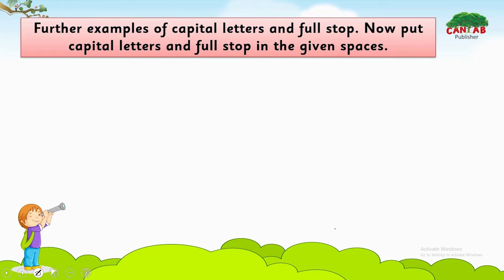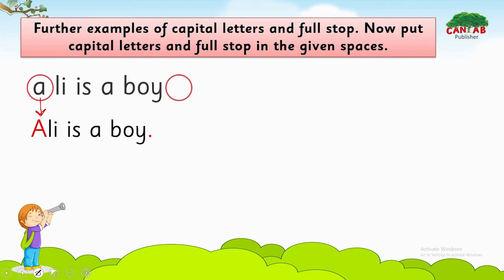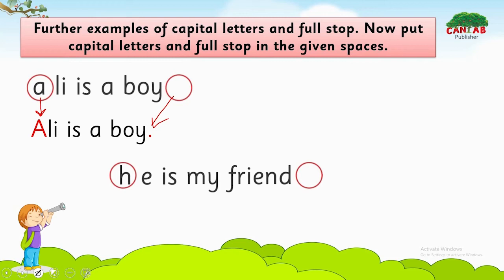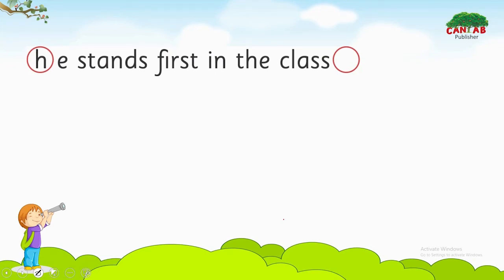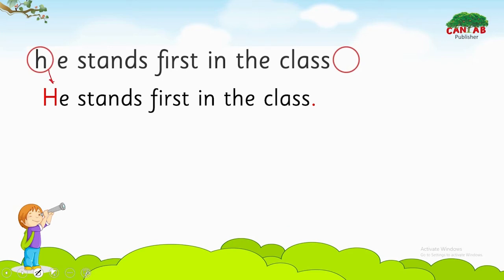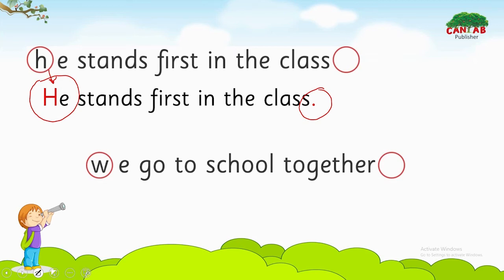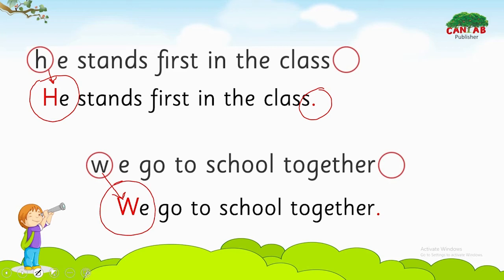Now put capital letters and full stops in the given spaces. The same again, Ali is a boy. So here A is what? A should be capitalized and there should be a full stop. He is my friend. So H will be capitalized and a full stop at the end of the sentence. Our next sentence is he stands first in the class. So here again the first alphabet of he is capitalized and a full stop is mentioned at the last word of the sentence. We go to school together. So W of we is capitalized and a full stop is here.